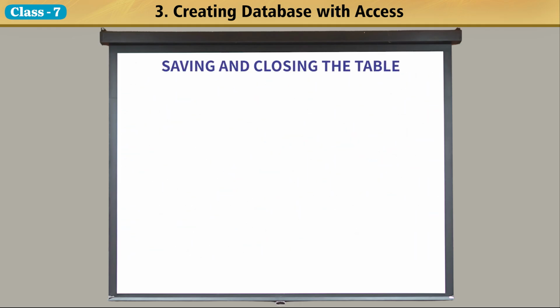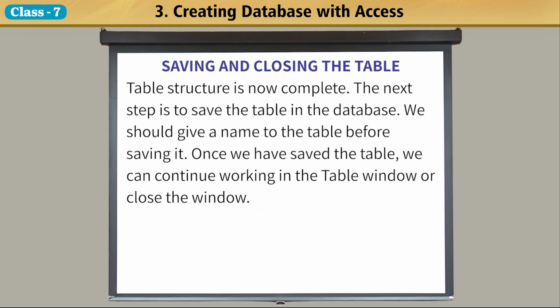Saving and closing the table. Table structure is now complete. The next step is to save the table in the database. We should give a name to the table before saving it. Once we have saved the table, we can continue working in the table window or close the window. Let's learn to save and close the table.